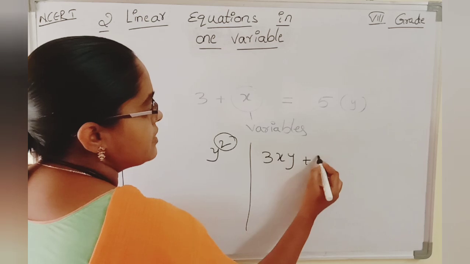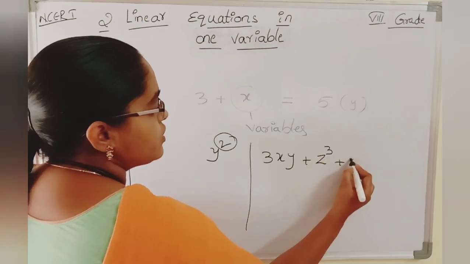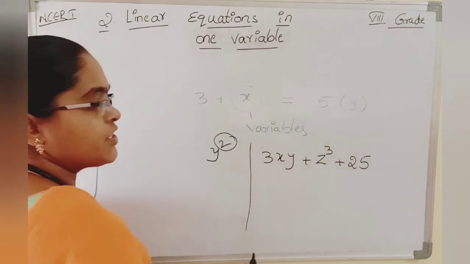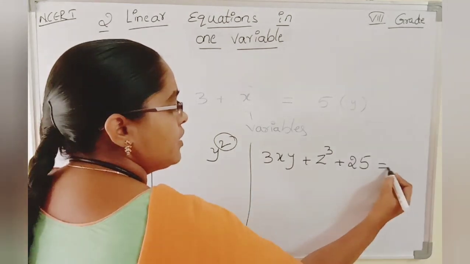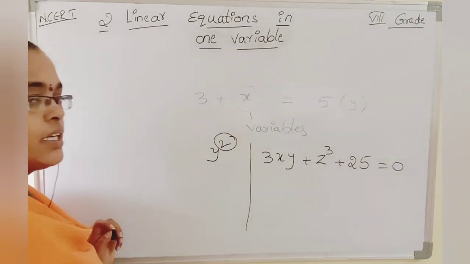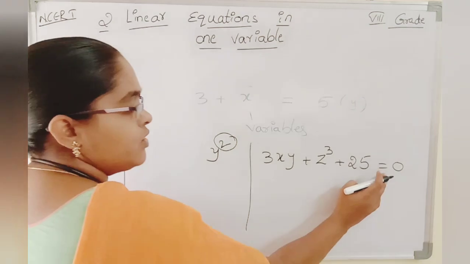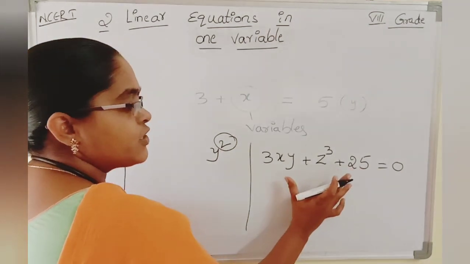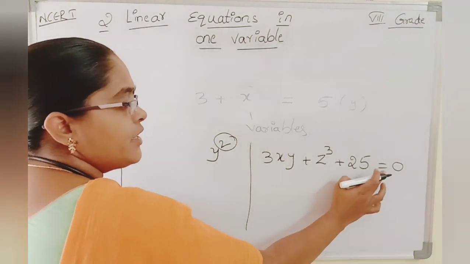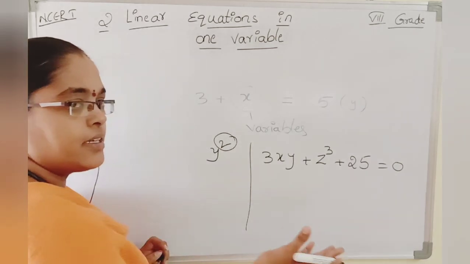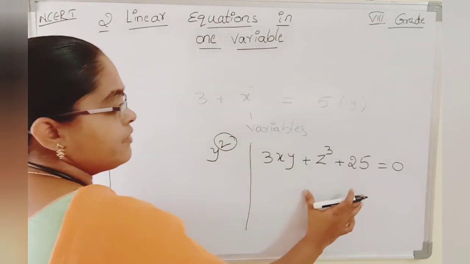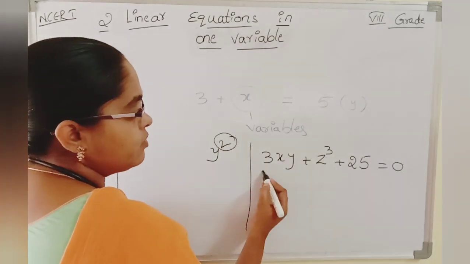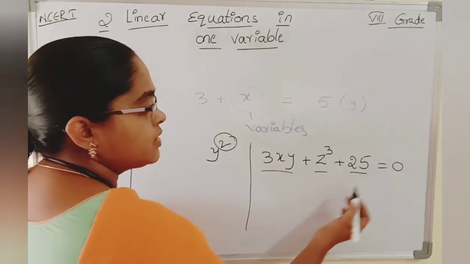3xy plus z cube plus 25 is an expression. If we equal this quantity to any number, then this becomes an equation. So without any equality symbol, we call this an expression. If there is an equal symbol, then we are calling that an equation. Now in this equation, we have three terms. This is the first term, second term and third term.